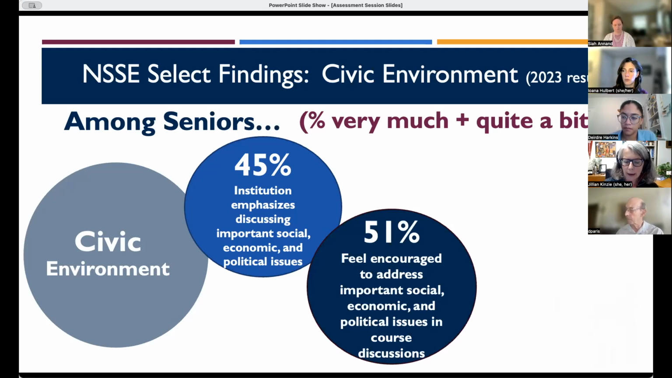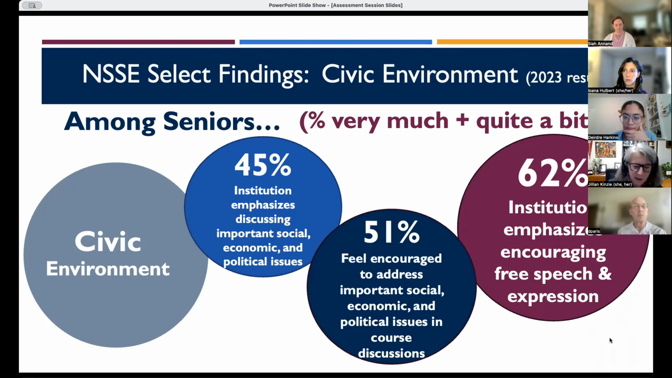51% of seniors saying that. And then the last dimension is that the institution emphasizes encouraging free speech and expression. And this one is slightly higher, so we could look at this as kind of good, better, best impressions here in terms of what students are experiencing in the environment.